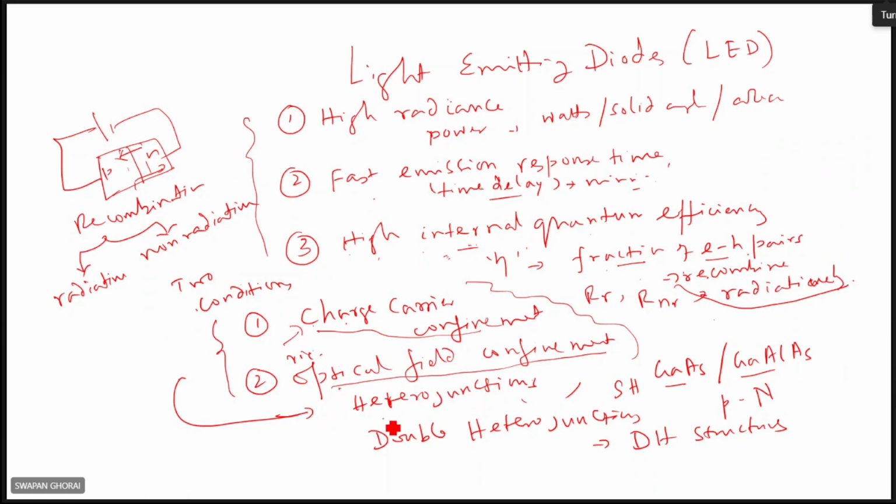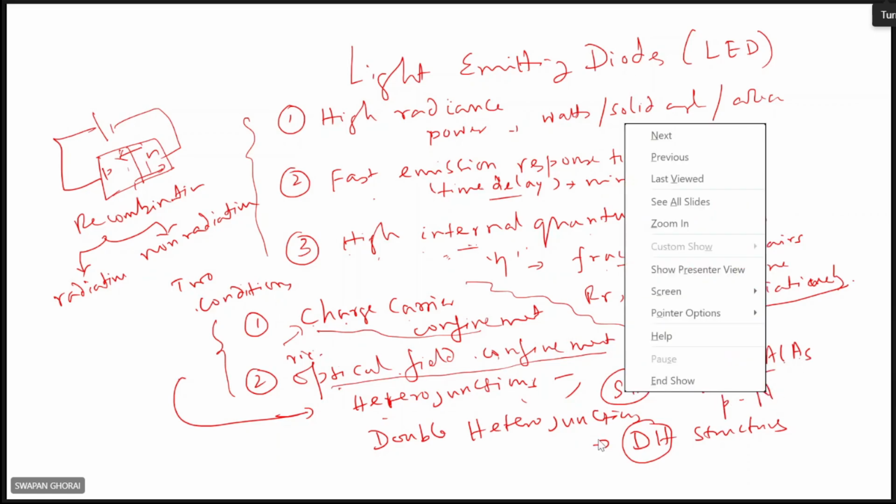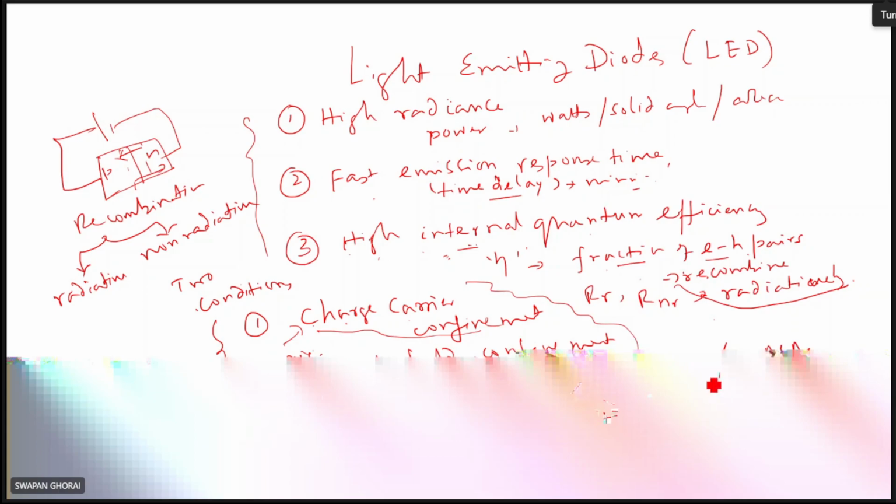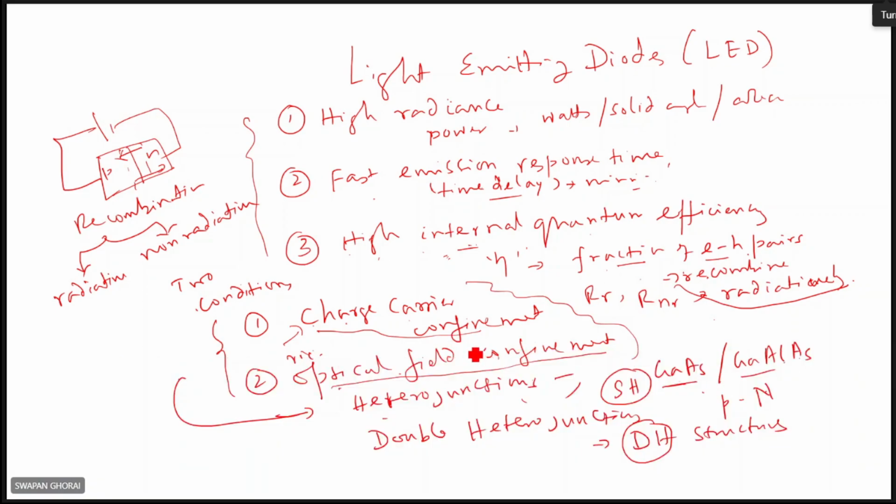If you have heterojunction LEDs, then only can you have charge carrier confinement as well as optical field confinement. But again, these heterojunctions can be single or double heterojunctions. A single heterojunction means, say, one is gallium arsenide and the other is gallium aluminum arsenide: one has a smaller band gap and the other a higher band gap. But a single heterojunction cannot provide these two conditions. It must have double heterojunctions, meaning two junctions.